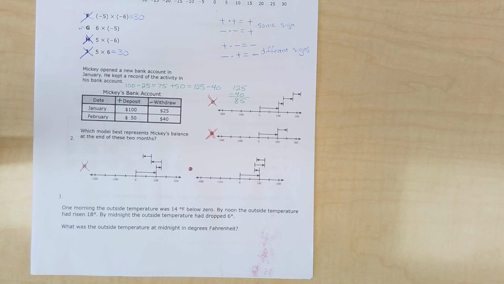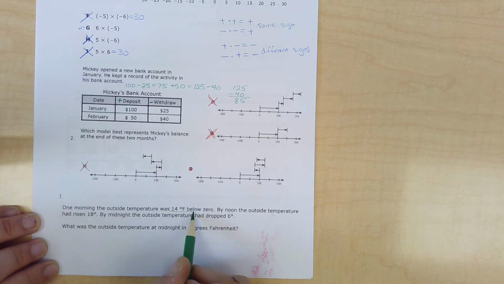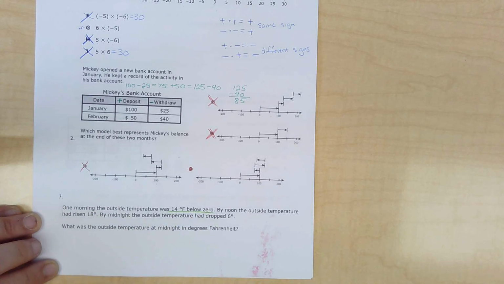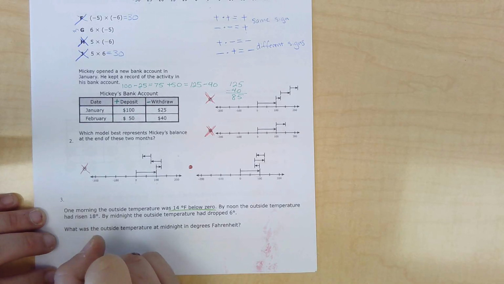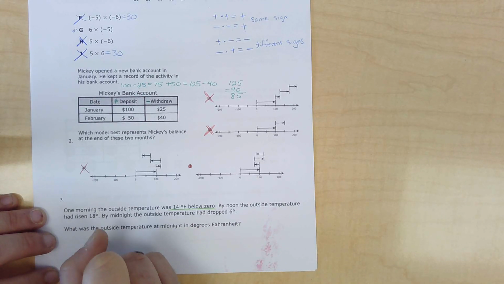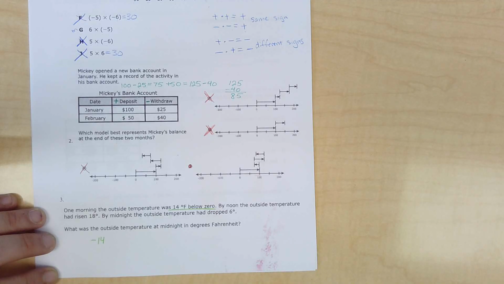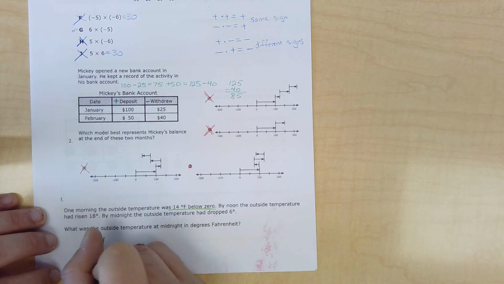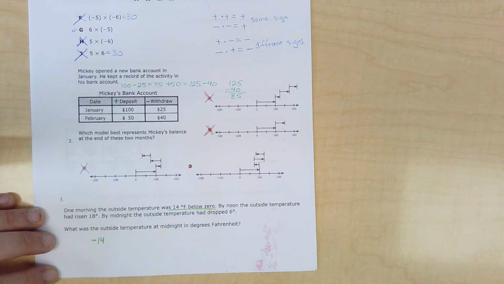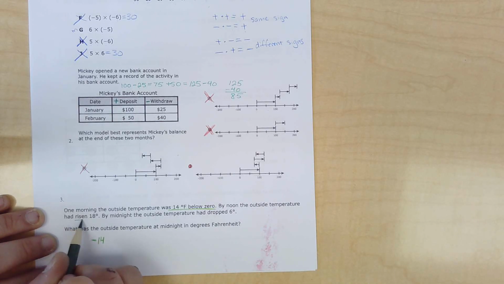Okay, one morning, the outside temperature was 14 degrees below 0. So what does that look like as a number? If it's below 0, it's going to look like negative 14. All right, negative 14.